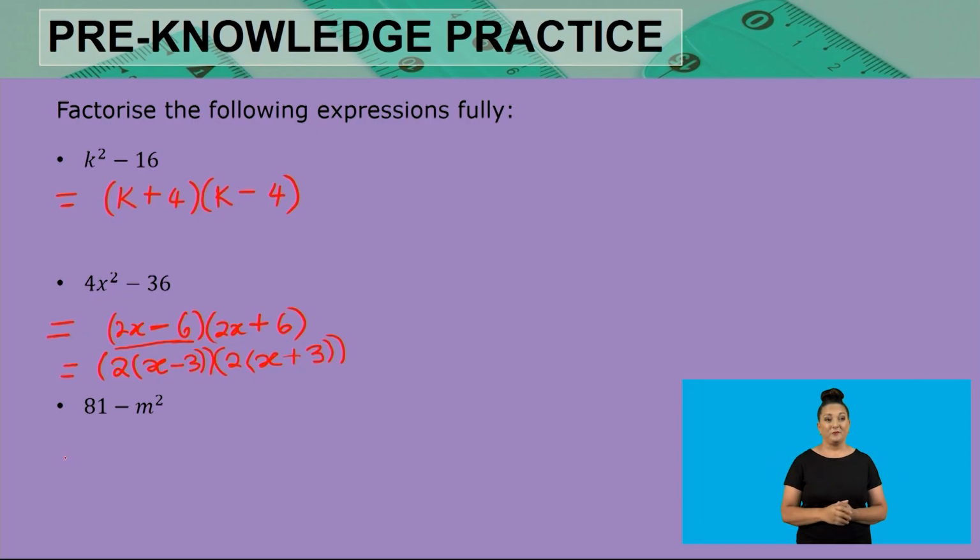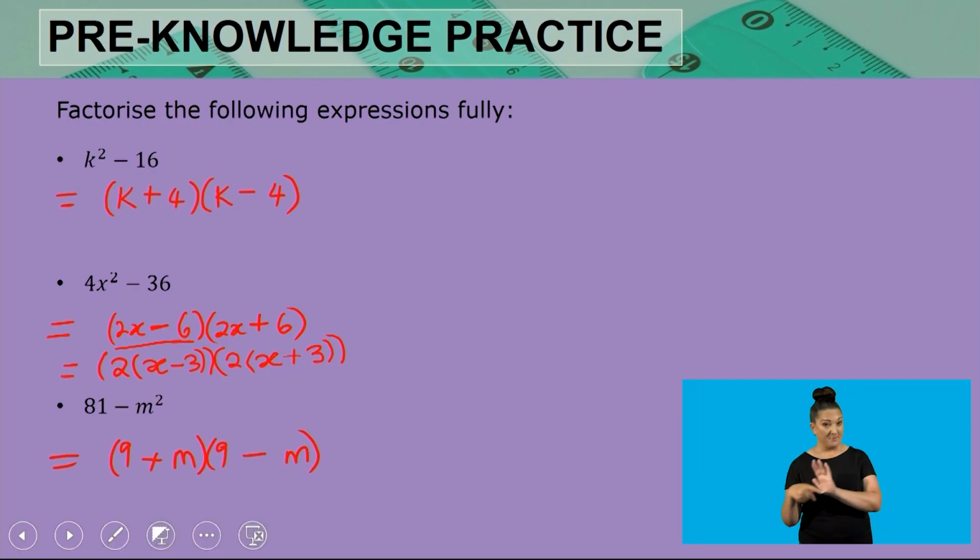Then we have that last one there. We have 81 minus m squared. So both of them are square numbers there, which means, again, two brackets that are similar. 9 times 9 gives us 81, and m times m gives us m squared. One bracket is an addition and another bracket is a subtraction.